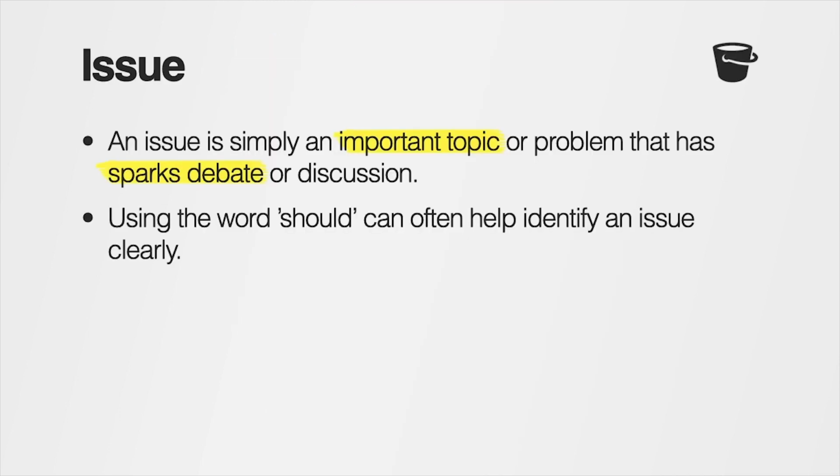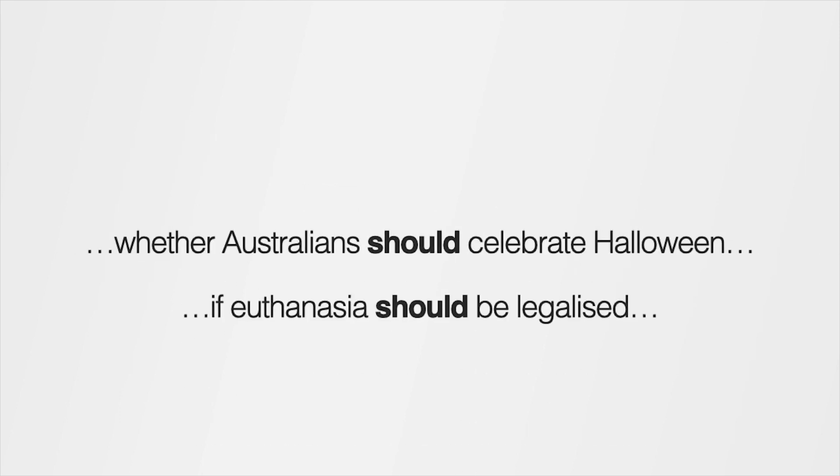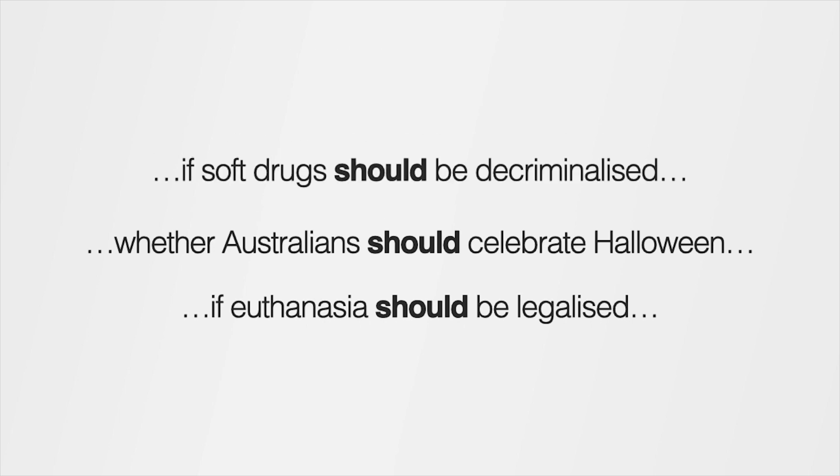An issue is simply an important topic or problem that sparks debate or discussion. Using the word "should" can often help identify an issue. Here are some examples. If euthanasia should be legalised, whether Australians should celebrate Halloween, if soft drugs should be decriminalised. Developing a clear understanding of the issues that the writer is exploring is your first step towards analysing the argument that they're making.